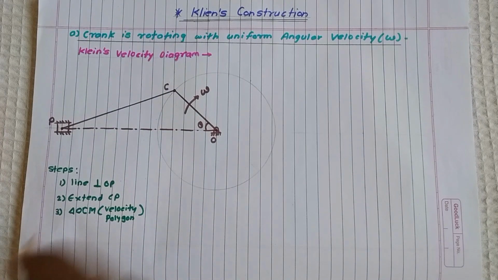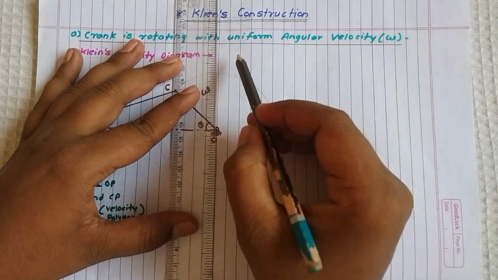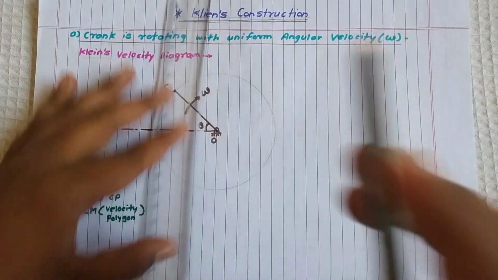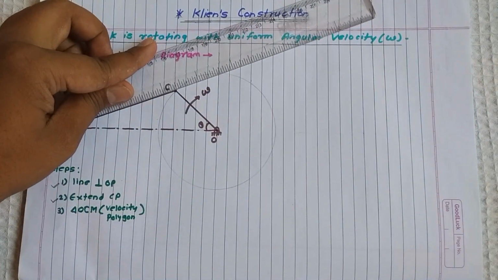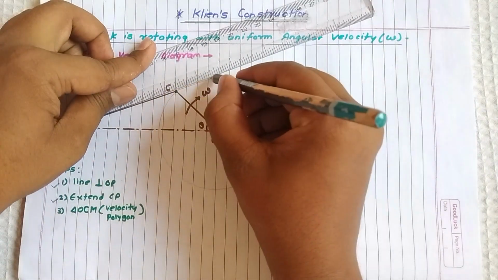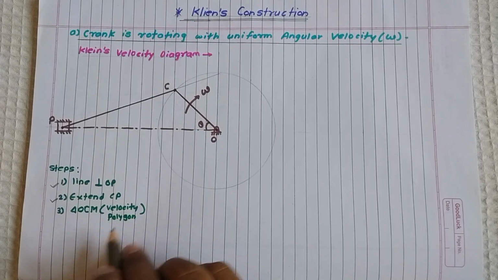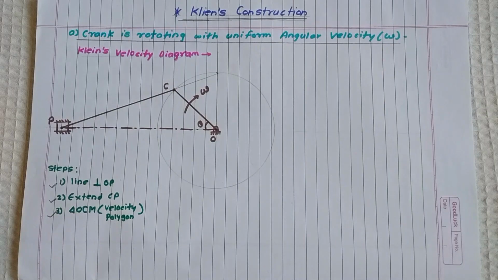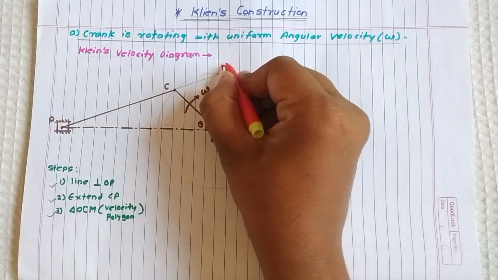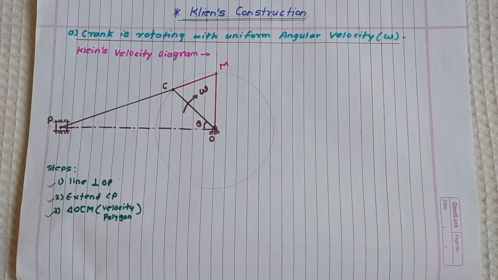So first step is to draw a line perpendicular to OP. So let us draw one faint line perpendicular to OP. Second step, extend line CP. So we'll extend this line CP. Third, triangle OCM will be a velocity polygon. OC, now this point will be point M. Now this is your velocity polygon. Let us join OCM.